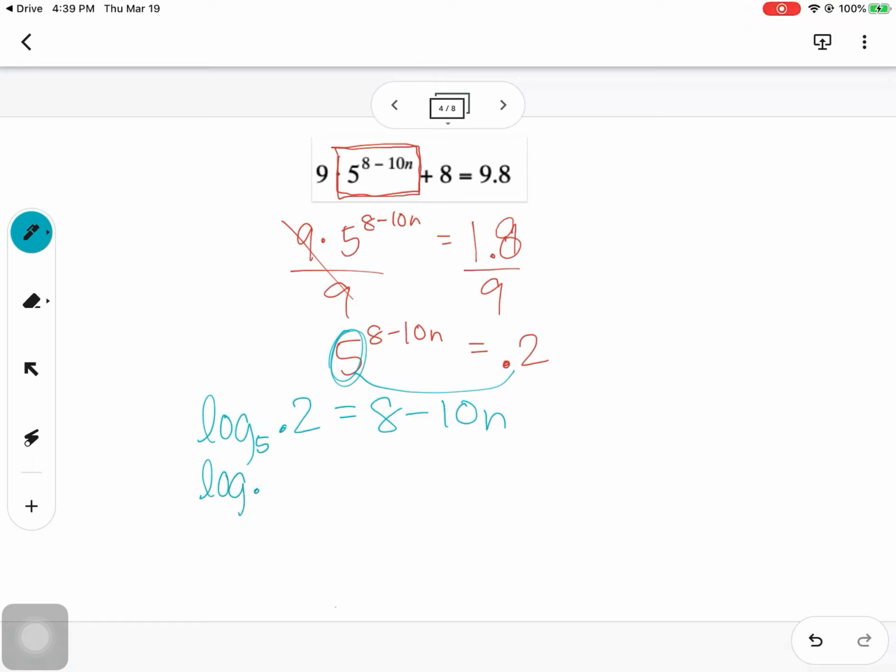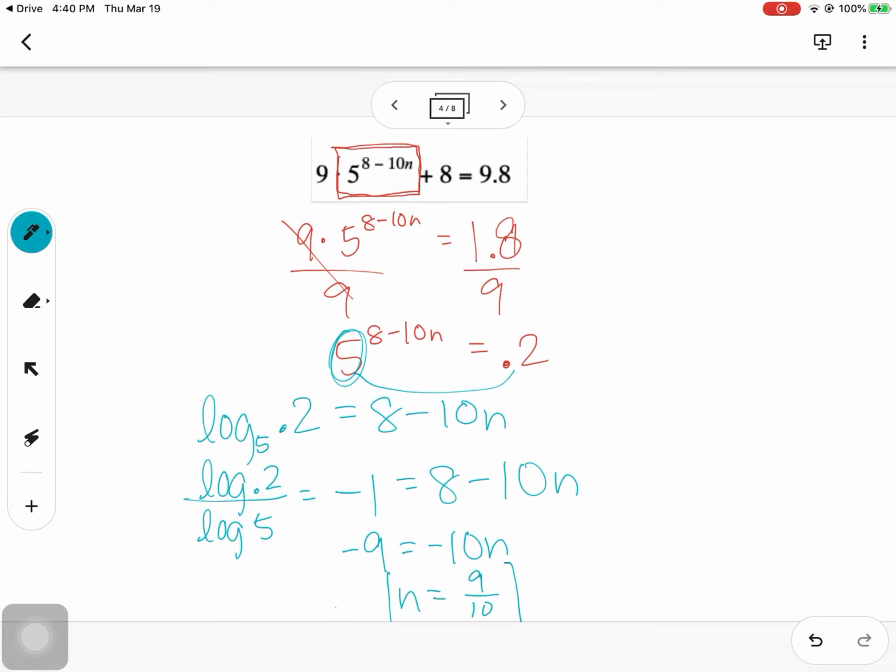To get this number out of your calculator, remember that that's change of base. You're going to do log of 0.2 divided by log of 5. And that gives me negative 1, which is equal to 8 minus 10n. And then I'm going to solve it. Minus 8, I get negative 9. And divide by 10, and I get 9 over 10.